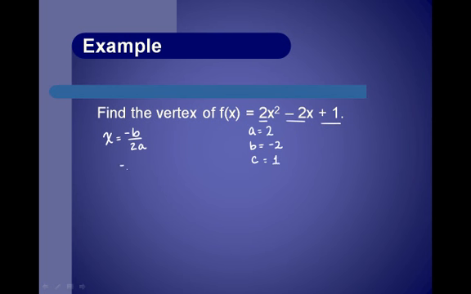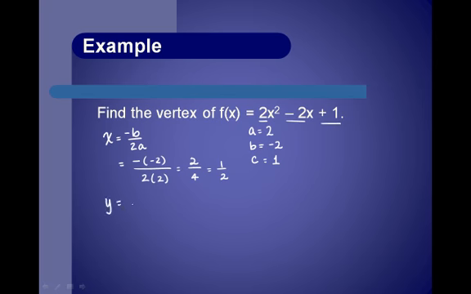So to find our x value, it's negative b, or the negative of negative 2, divided by 2a, which would be 2 times 2. So the negative of negative 2 would be 2. 2 times 2 in the denominator is 4. So the x value of the vertex is 1/2.